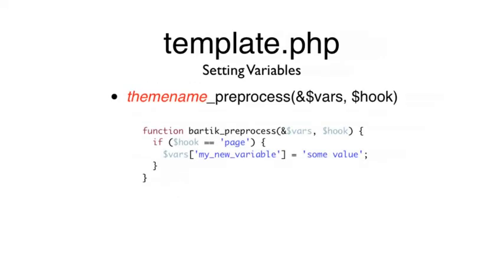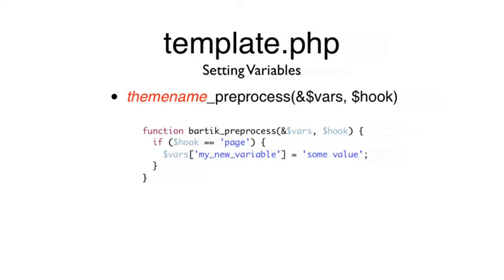First thing I want to talk to you about are preprocess functions. This is where you create new variables or override existing variables. The first function is commonly known as theme name underscore preprocess. Now you would replace theme name with the name of your theme. For example, Bartik underscore preprocess, or if you're following our tutorial, 960 robots underscore preprocess. This function gets called all the time. It's the biggest global function.